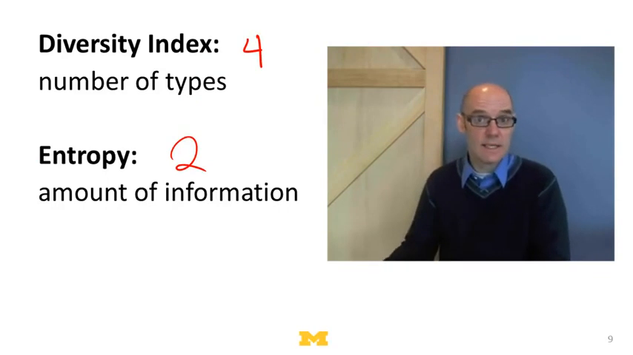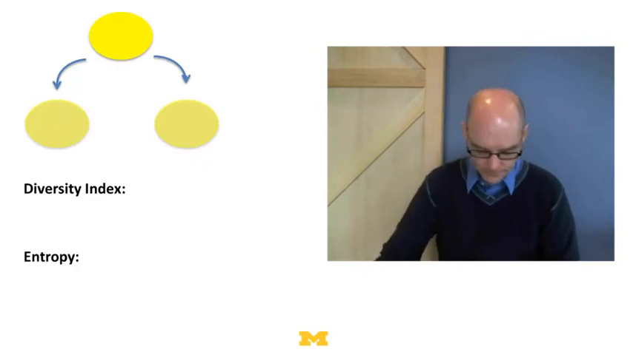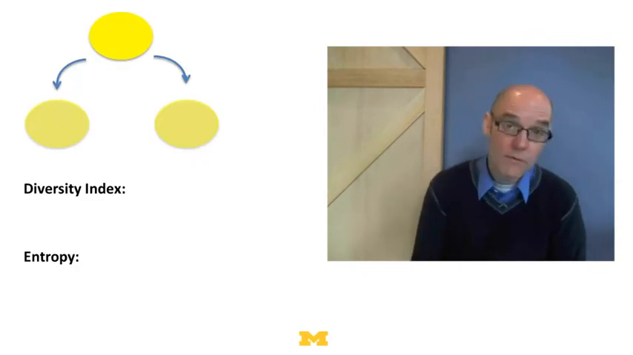If they said yes, it's D. If they said no, it's C. So entropy is the amount of information, diversity index is the number of types. Either one of these things will work. So let's see this in action from our first example.